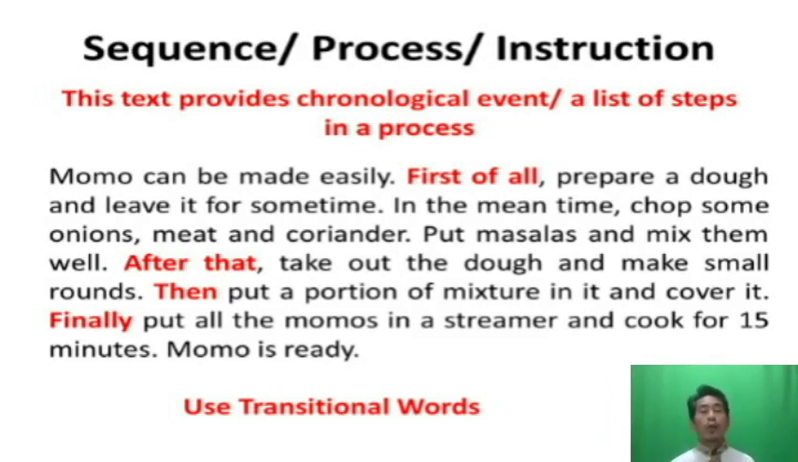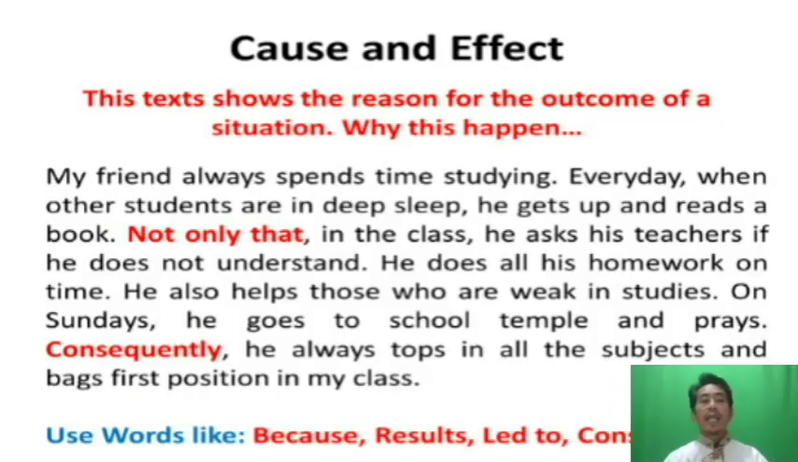So in this type of text, it's important for you to use transitional words, for example, first of all, after that, then, finally. Now these are the list of steps. So this is the second type of text structure. And now let us move on to the third one. The third one is cause and effect.